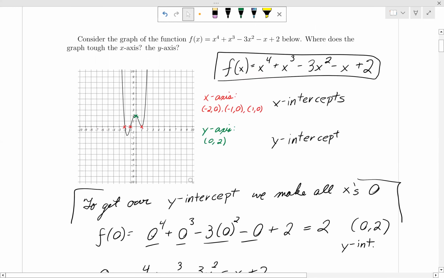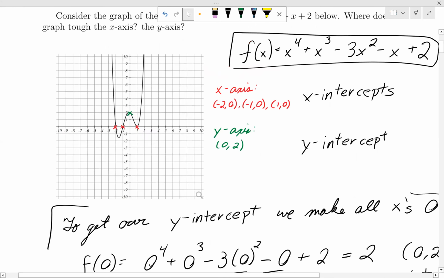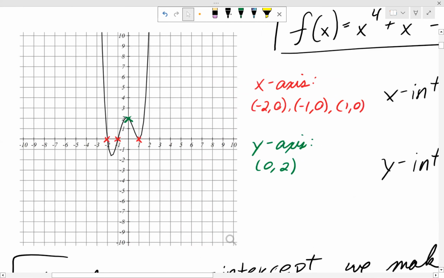But the main thing is being able to pick out on this picture, your x-intercepts are where they cross the x-axis. We had 3 of them, right here, right here, and right here. And where it crosses the y-axis is called your y-intercept, and we only had 1, and it was right there.